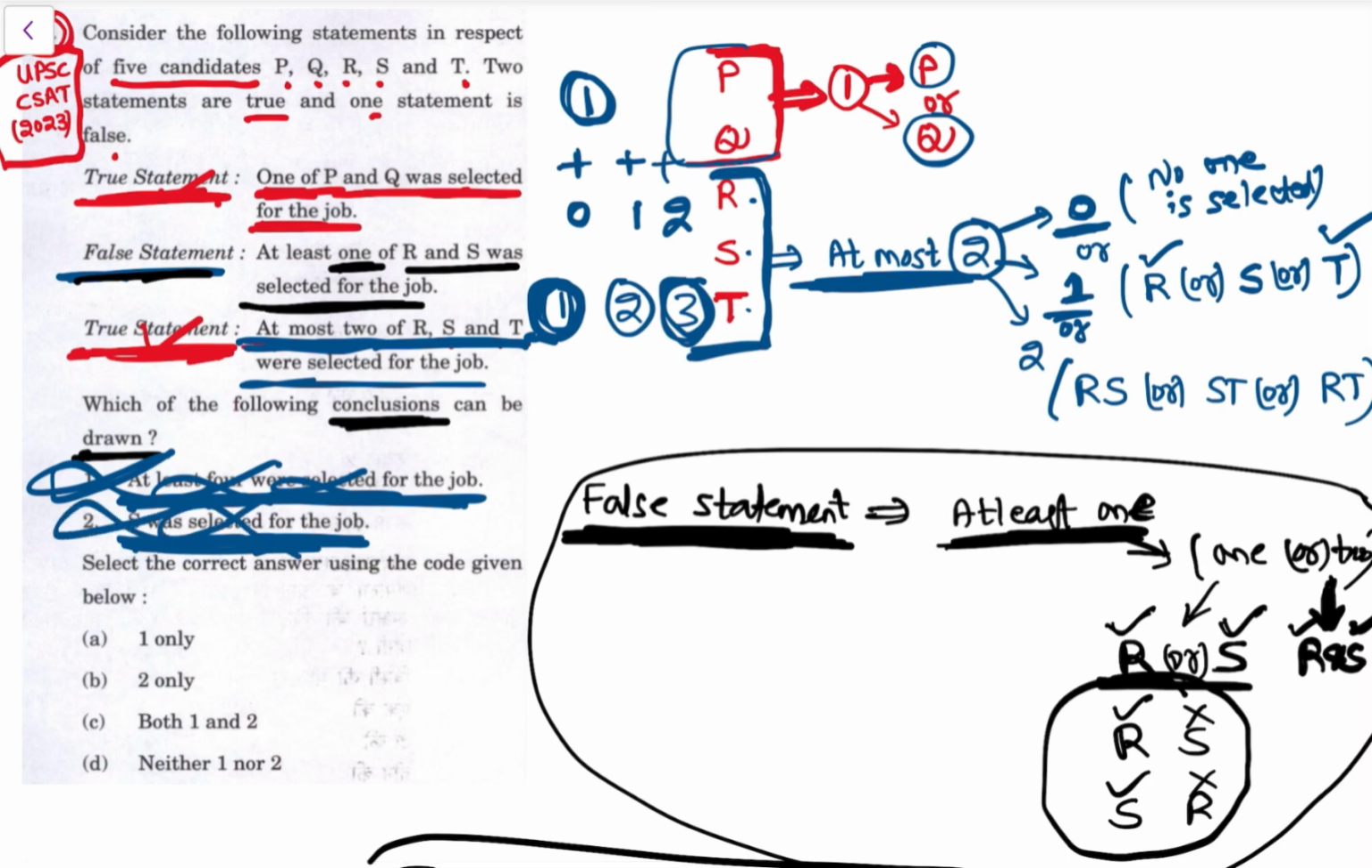No, we cannot say it. S is not selected for the job. In fact, even if 2 of these three are selected, it could be that R and T are selected, so S is not selected. So we cannot conclude this one either. Both statements are incorrect. So option D, neither 1 nor 2, is the correct answer.